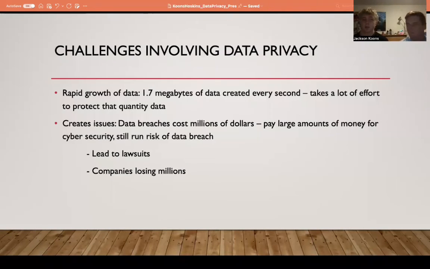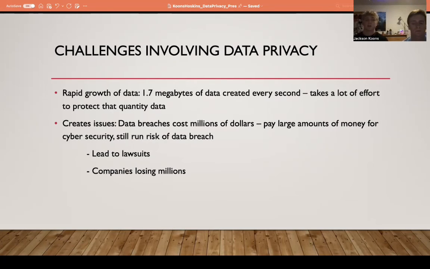Some challenges involving data privacy. Recently, there's been a rapid growth of data. There are 1.7 megabytes of data created every single second. It takes a lot of effort to protect that quantity of data. This creates issues such as data breaches, which cost companies millions of dollars. They have to pay large amounts of money for cybersecurity, and they still run the risk of a data breach, even though they have these things in place. This leads to lawsuits and companies losing millions of dollars.